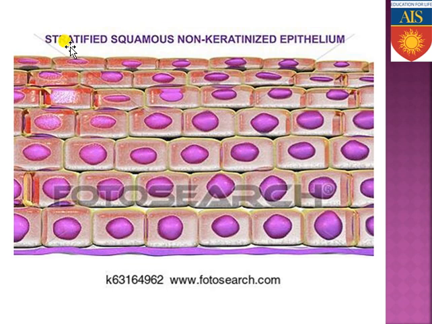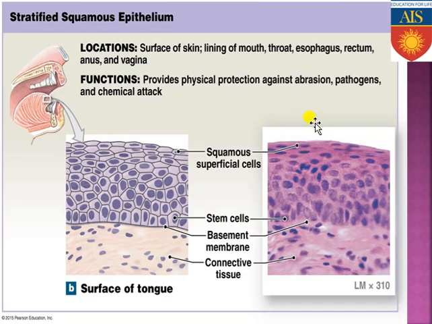First one, stratified squamous epithelial tissue, that means obviously this specific type of tissue will contain squamous cells. Obviously multiple layers of cells are present, and specifically the superficial layer will contain the squamous cells. Located on the surface of the skin, our skin is exclusively the example of stratified squamous epithelial tissue, please keep it in your mind. Lining of the mouth, that means inner lining, throat, esophagus, rectal region, anus and vagina.